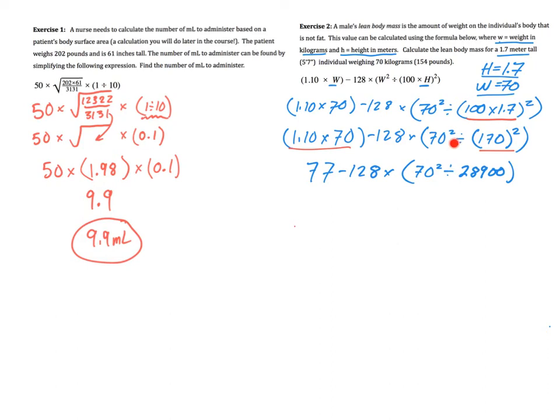I could see some individuals making mistakes here. They might want to divide first, or divide and then square. But that's not quite correct here. We're squaring 170. We do the exponents before the multiplication and division. So now I am left with this quantity.